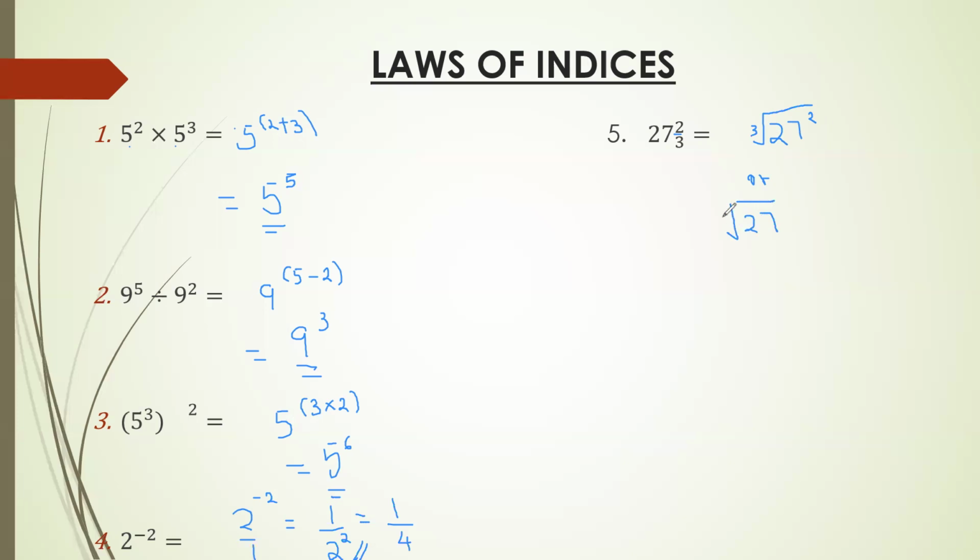You do the cube root, and where does this cube root come from? Because of this denominator 3. Then after doing the cube root, you square. So the cube root of 27 is 3, obviously, and then you square, you'll get your answer as 9. Okay, I think we've already finished all the rules. Now we'll delve into the KCSE questions.